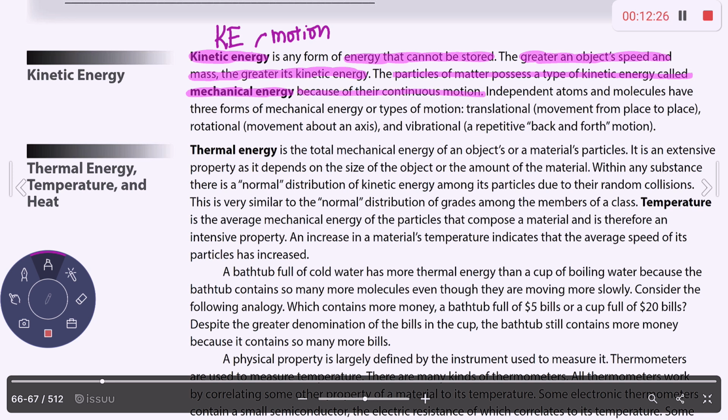There are 3 forms of motion or mechanical energy that particles have. Number 1, they can move from place to place, which is translational. Number 2, they can rotate. And number 3, they vibrate in place. So they just move back and forth. If I add up all of the different motion that particles have in a sample, that would be called the thermal energy. Thermal energy is an extensive property because it depends on how many particles I have in that sample.